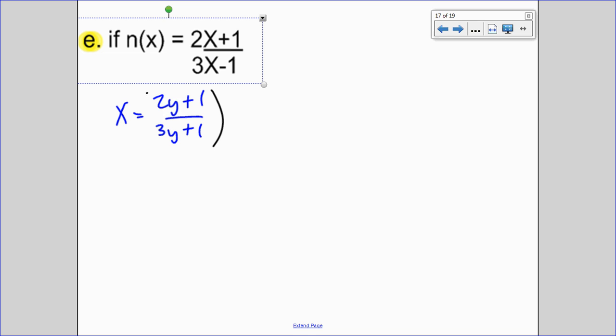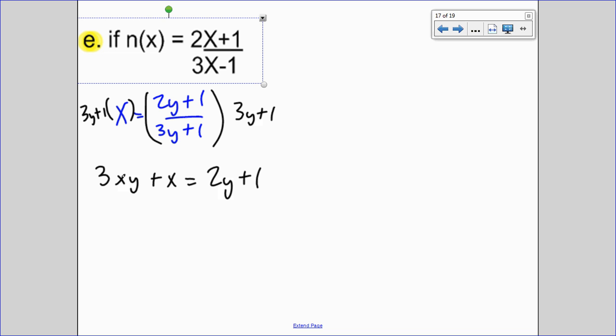So we're going to multiply both sides by 3y plus 1. So then you get a 3xy plus x, which equals 2y plus 1. Now I have y's on both sides. If I've got y's on both sides, that's where the trouble comes in. A lot of students just kind of rearrange or divide by y, and not so much. If I have two y's, the only way I can get them into one y is by factoring.